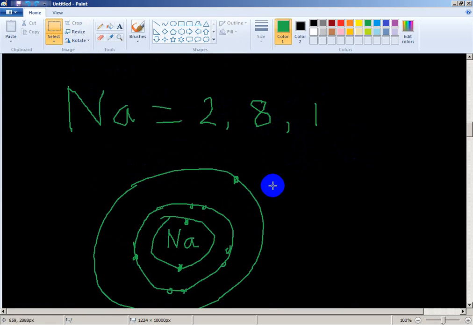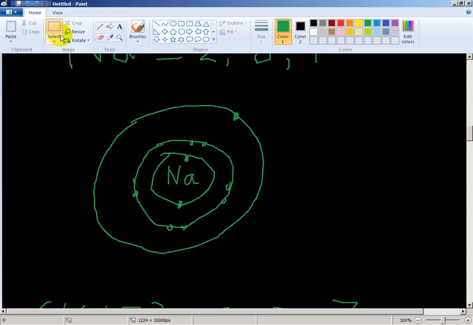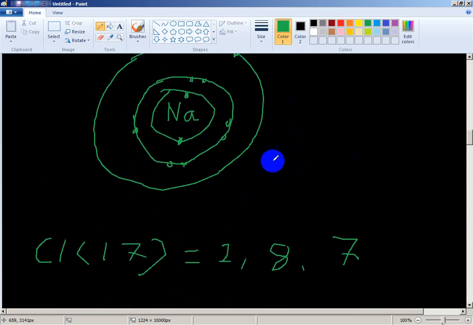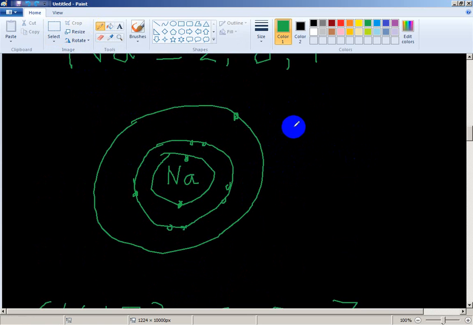So losing is easier for sodium. It loses 1 electron and becomes an octet. So sodium will lose 1 electron, and it becomes a 1 positive charge ion.